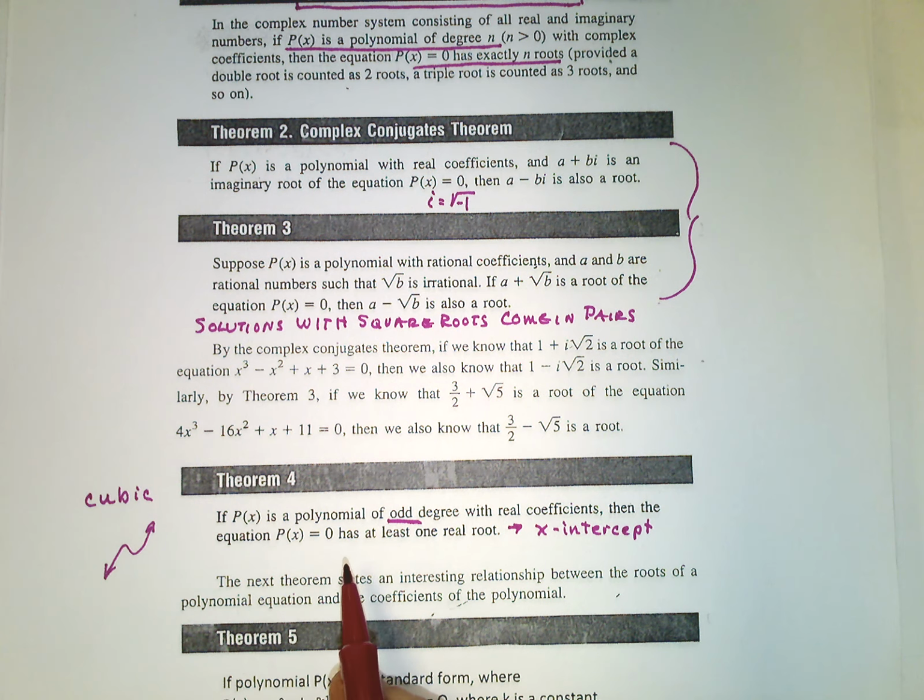Even degree functions don't have to. Like a parabola for x squared, second power. A parabola doesn't have to cross the x-axis. It can float up above it if it wants to. It can cross it if it feels like it, but it doesn't have to. Odd degree functions don't have a choice.